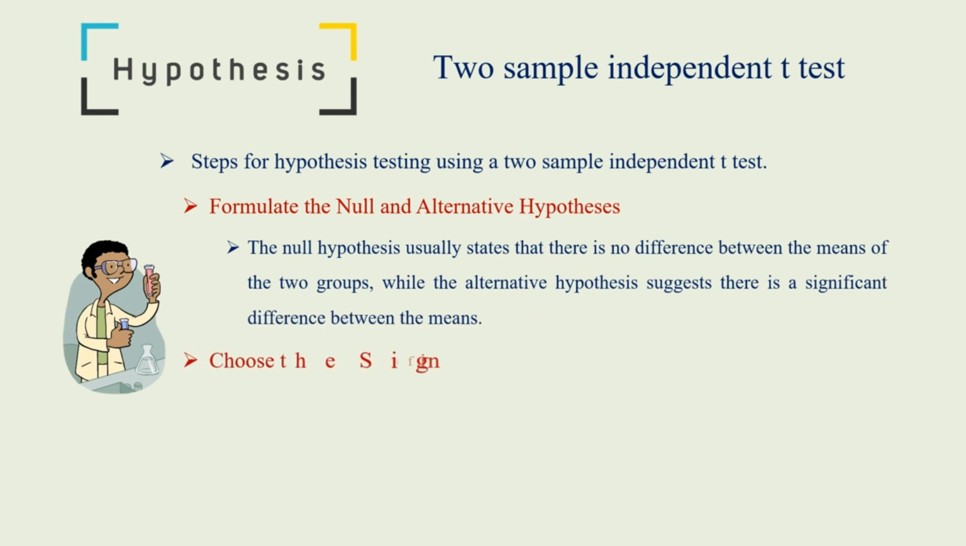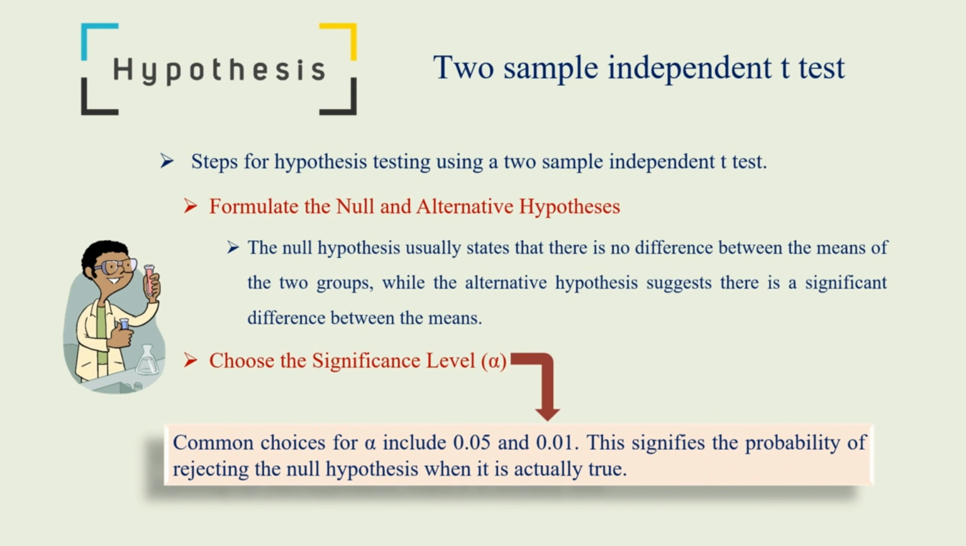Second step is, choose the significance level, alpha. Common choices for alpha include 0.05 and 0.01. This signifies the probability of rejecting the null hypothesis when it is actually true.